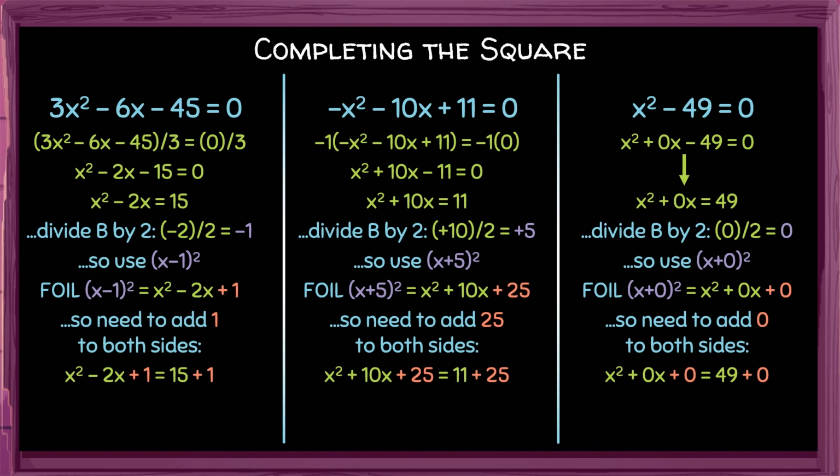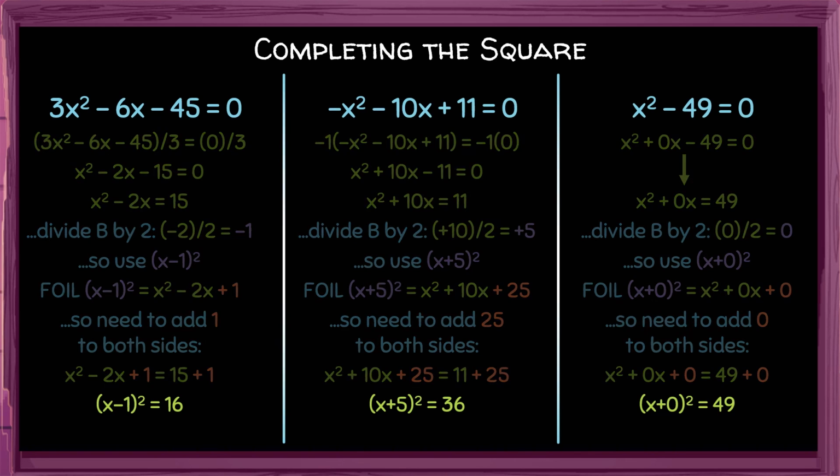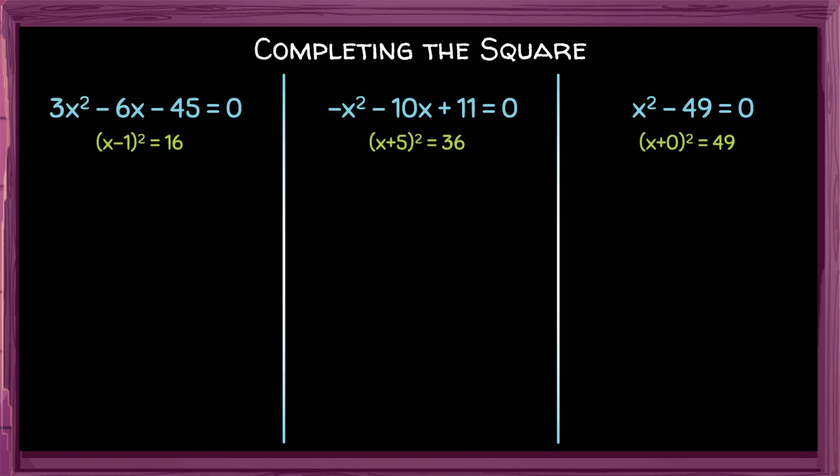Great! The left side of our equation is now the perfect square we wanted, so we can write it as that quantity squared. On the right side of the equation, we just add together the numbers we see. We're almost done. Our final step is to solve this in whichever way our math problem is asking us to. Usually, our math problem will either ask us to write the equation in vertex form, or, more often, to solve it for x. That's it.